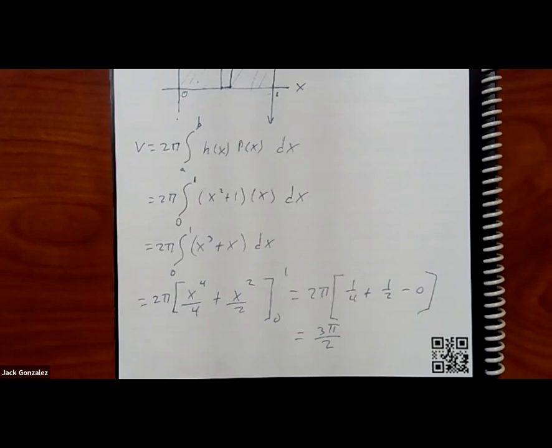Any question on this problem? All right, let's do another one.